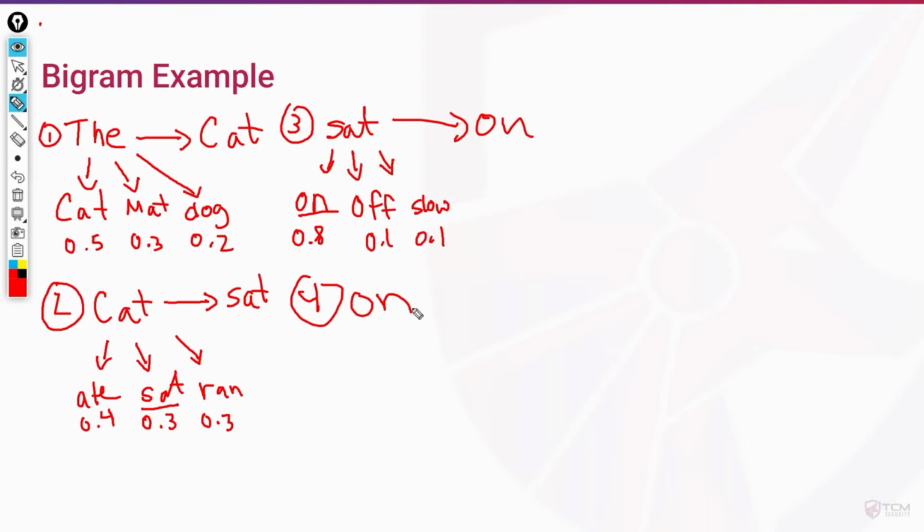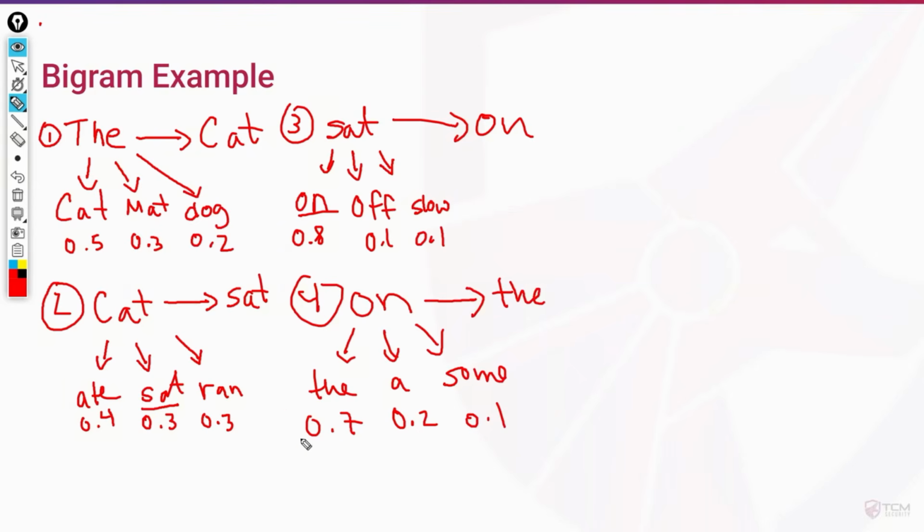Going a little faster here, so we'd have on, and then we would have the high probability for that, 0.7, maybe a, I don't know, maybe some 0.1 here, and then so this would be, we'll just say it selects the. Again, I'm just kind of randomly picking here to get to the sentence. So now come up to step 5 here.